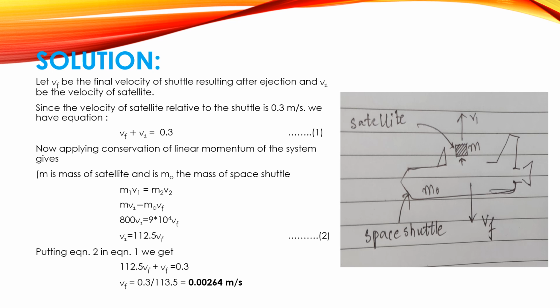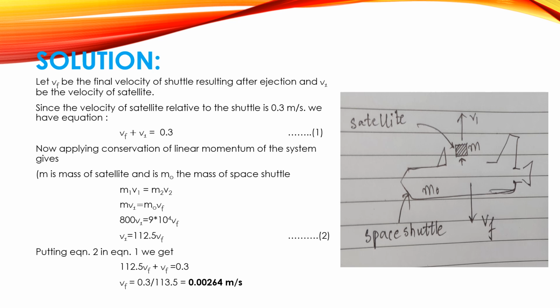Since there is no external force as given in the question and it is in complete space, we can apply the conservation of linear momentum in the system. As the momentum is conserved, we get m V1 = m0 Vf, where m is the mass of the satellite and m0 is the mass of the space shuttle. Keeping the values, we get a relation that V1 = 112.5 times Vf.